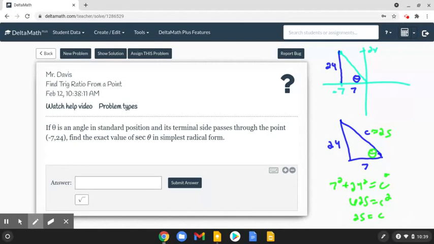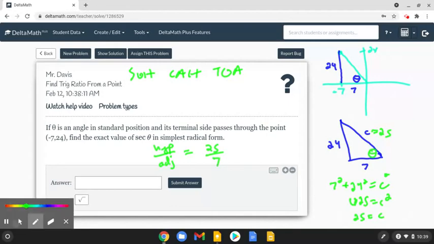All right, we are asked to find the secant. Secant is the opposite of cosine. So SOHCAHTOA. Secant is opposite of cosine. So secant is going to be hypotenuse over adjacent, which in this case, hypotenuse is 25. Adjacent is 7. So 25 over 7.